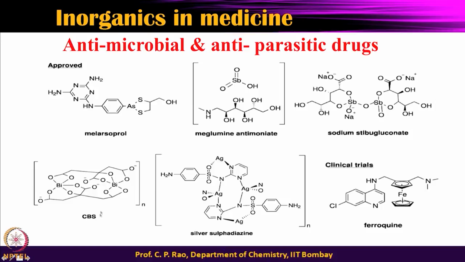Now, you have some more compounds here: bismuth based compounds, silver based compounds, and iron based compounds. This is basically what you see here, ferrocene. So, ferrocene based compounds with some additional quinoline moiety. Some of these are in clinical trials. These are used as antimicrobial, antiparasitic, some of them too. So, do you appreciate and understand how varied the inorganic medicinal aspects are?